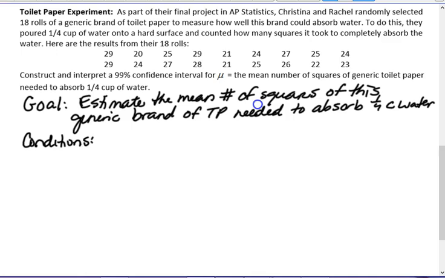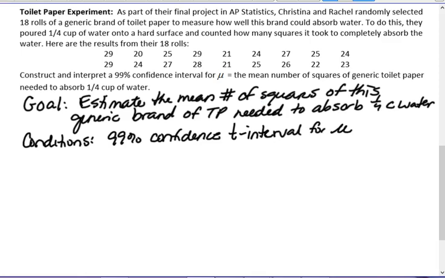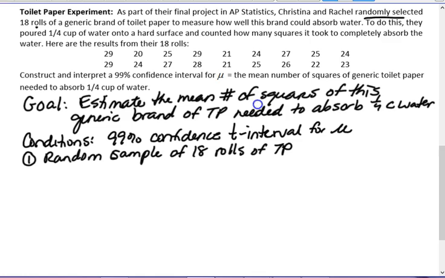Okay, so what are we going to do here, or what are our conditions here? What do we want to make? We want to make a 99% confidence interval. And we're going to say let's do a 99% confidence t-interval for the mean. That's what we want to do. Okay, now let's look at the conditions. Number one, we have a random sample of 18 rolls of toilet paper. Okay, so that's given. That's right up there, randomly selected.